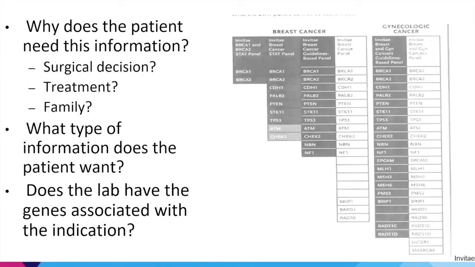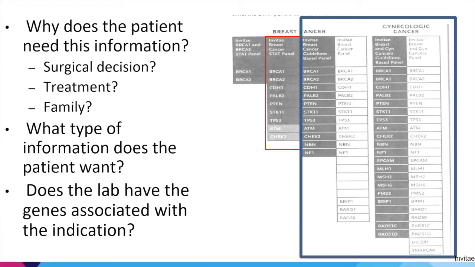So when it comes to an indication for testing, why does the patient need this information? So if they're making a surgical decision, and this is from a brochure from Invitae Genetics, we would probably order for a surgical decision a stat panel that would come back sooner, which would have genes relevant to their surgical decision. If it's treatment related, well, what type of treatment are they thinking about? Are there certain genes that if we test for could potentially get the patient on a clinical trial? Is this for family members? And then we might want a broader panel. But also, what type of information does the patient want?